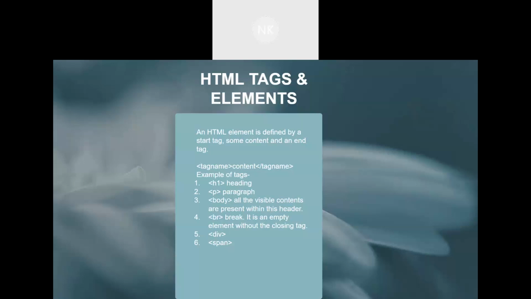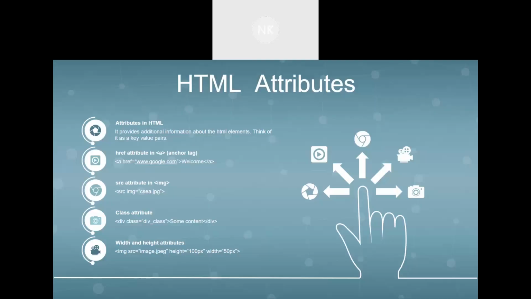So now let's move on to the next slide. Let's talk about HTML attributes. Attributes are like qualities of a particular tag. Attributes in HTML provide additional information about the HTML elements. Think of it as key value pairs.